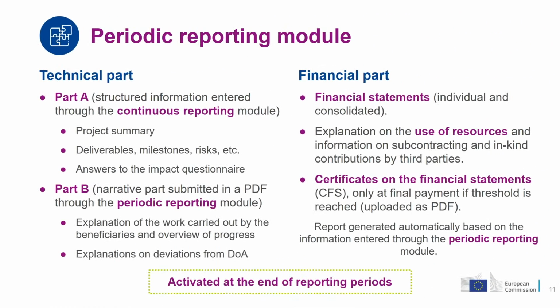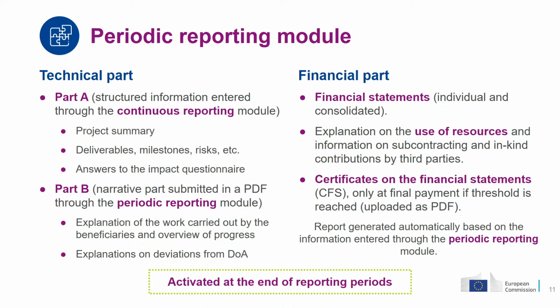Now, the periodic reporting module, the structure of it is twofold. There is a technical part and the financial part. The technical part consists of the part A, which is structured tables, coming mostly from the continuous reporting. So it consists also of the project summary, the deliverables, the milestones, and answers to the policy questions. And there is a part B, a narrative part. So you need to download the template, and then you need to report there on the project, on the progress made by your project. And you need to also explain if any deviations have happened and why.